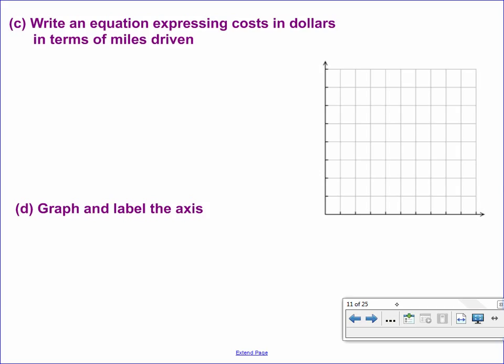Let's go ahead and write an equation then expressing my cost in dollars in terms of my miles driven. So we already have our slope, right? And we already have our points. So our go-to form would be point slope form. So we can start out with y minus y sub 1 equals m times quantity x minus x sub 1. We already saw that my slope m was the one-third.